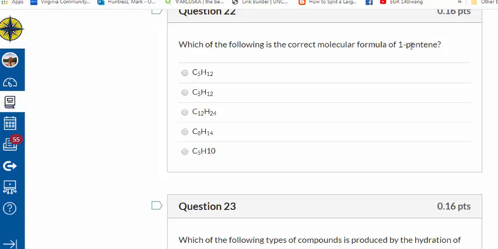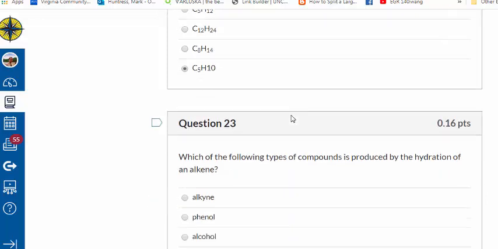Okay, pent means there's going to be 5 carbons. If this was an alkane instead of an ene, we would have twice as many hydrogens plus 2. So this would be a good answer for an alkane, but that double bond removes 2 hydrogens. So, here we go. 2 less hydrogens corresponds to an alkene down here.